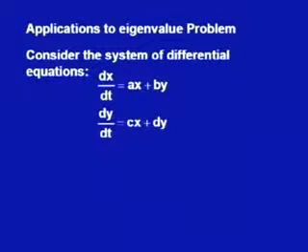Now, here we discuss applications of the eigenvalue problem to systems of differential equations. Consider the system of differential equations in two variables x and y. x and y are two dependent variables depending upon an independent variable t, and we write the first equation as a first order differential equation relating the derivative dx by dt with x and y. So, we say dx by dt is equal to ax plus by, a and b being constants.